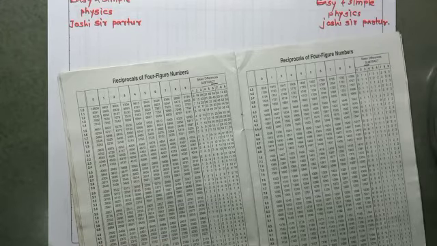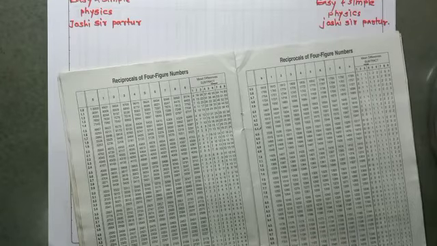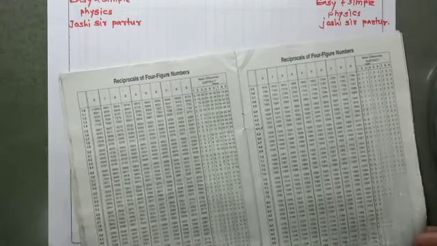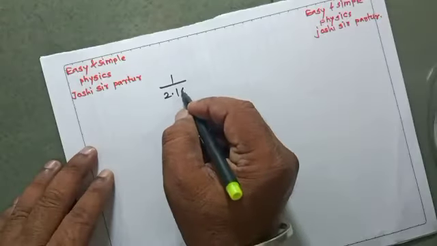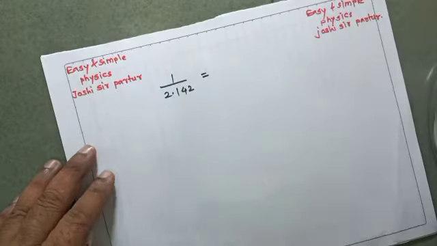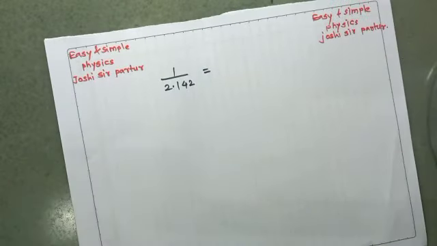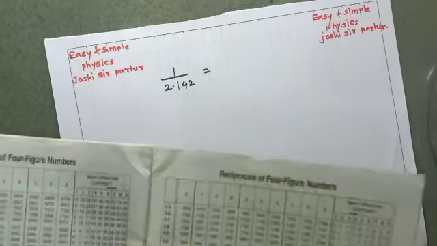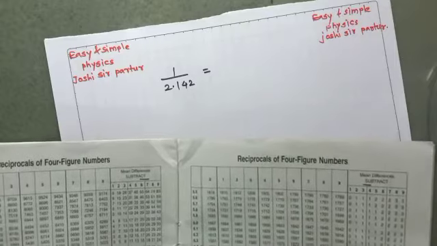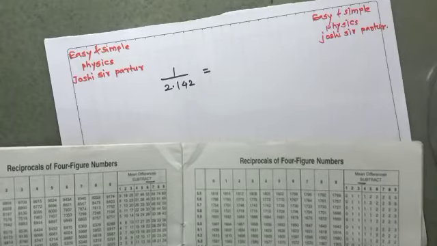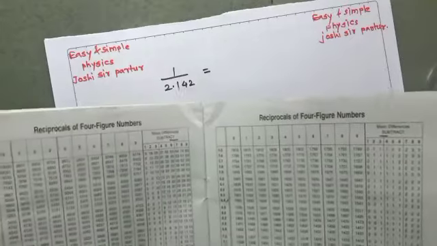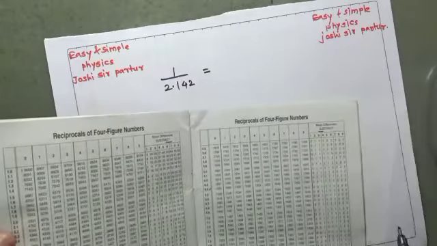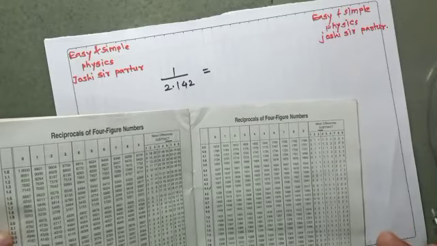Okay, suppose we want to see the reciprocal of 1 upon 2.142. If we determine this ratio, it will be greater than 1, since 2.142 is greater than 1. So how to see 1 upon 2.142? See here in the vertical column, 2.1 is there, and the third number will be 4.